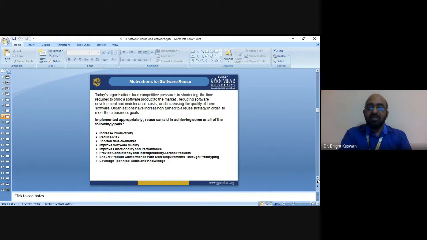Okay. The next is shortened time to market. Software reuse reduces the time to market, and software that has been used multiple times will have fewer defects than a freshly coded component. So it improves the software quality also. It improves the functionality and performance also.